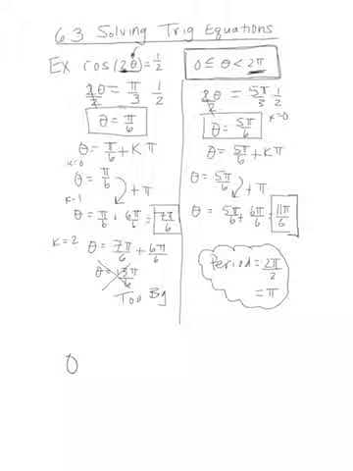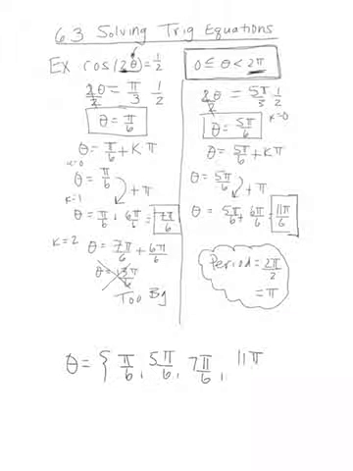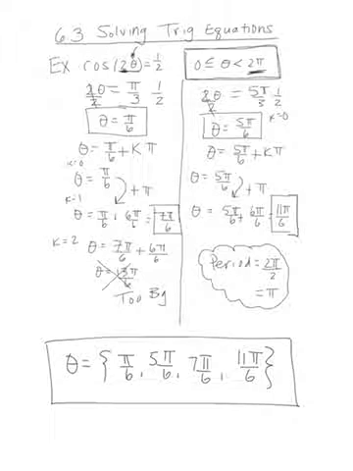So our solution set would be all the thetas going from pi over 6, and then we have 5 pi over 6, 7 pi over 6, and finally 11 pi over 6, and that's it. We got them all within our interval. Done and done.